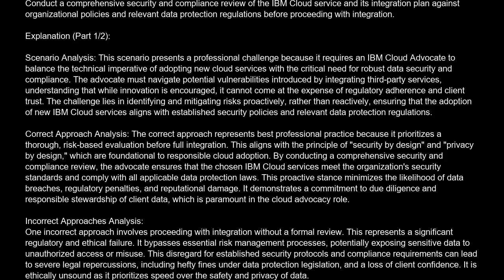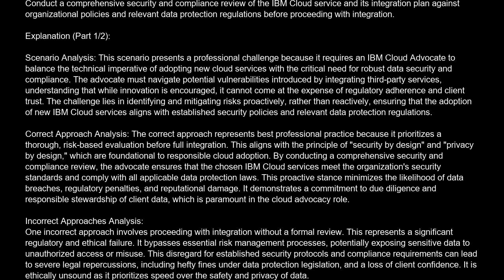The correct answer is B. Conduct a comprehensive security and compliance review of the IBM cloud service and its integration plan against organizational policies and relevant data protection regulations before proceeding with integration.